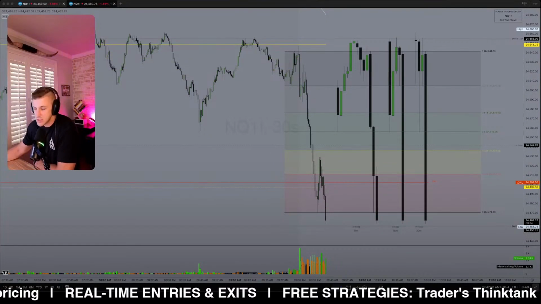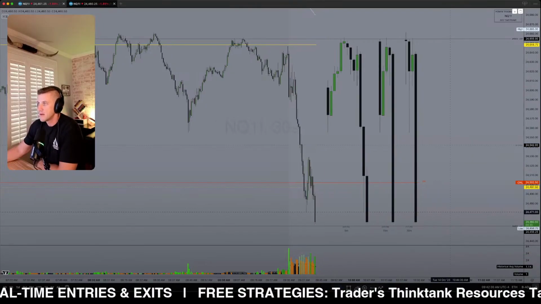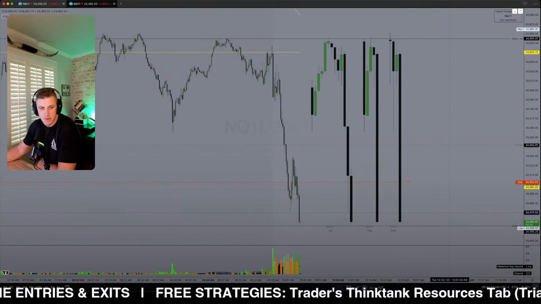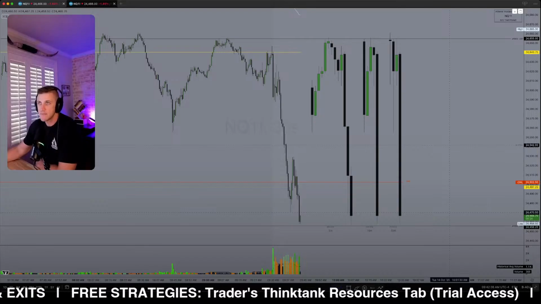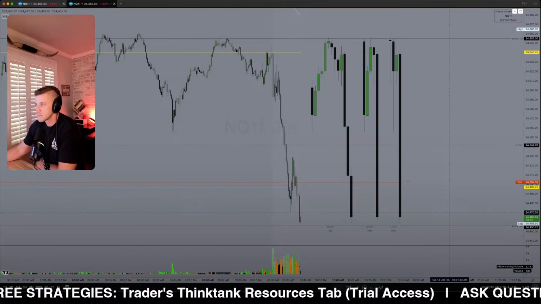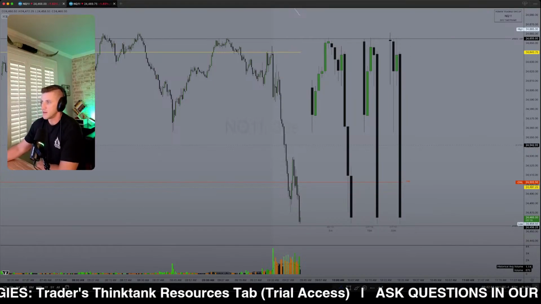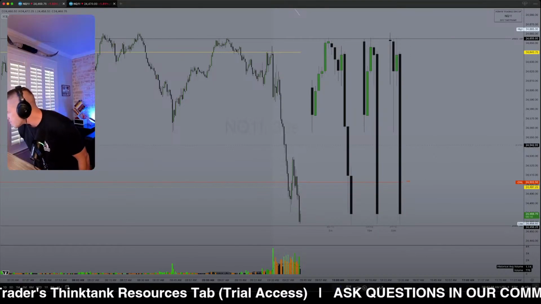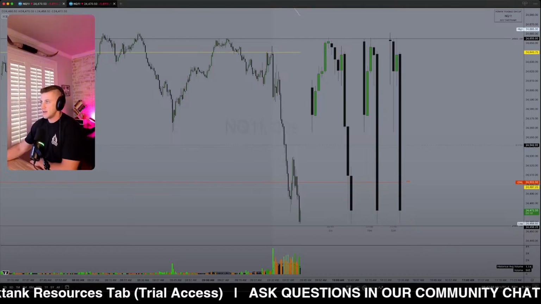NASDAQ fresh lows. Get rid of that fib. Typical pre 10 a.m. directional move showing continuation. Volume's really good this morning, unsurprisingly, with the volatility, right?